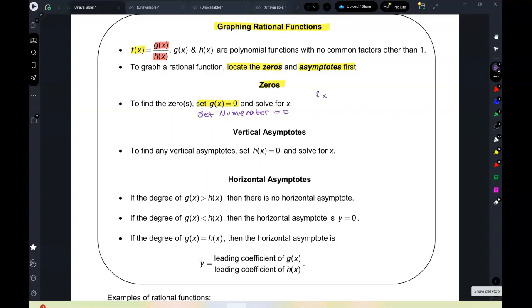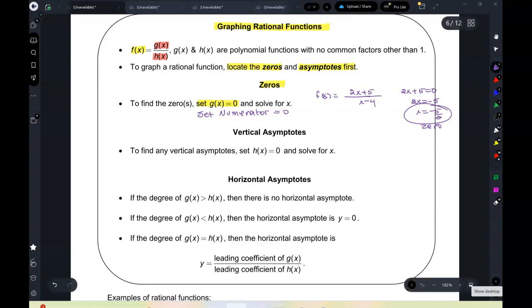So for example, suppose you have f of x is equal to 2x plus 5 over x minus 4. If you want to find the zero, you completely ignore the denominator. You just take the numerator and you set it equal to 0. So you say 2x plus 5 equals 0, 2x equals negative 5, x equals negative 5 over 2. That is the zero of the function. Okay? Completely ignoring the denominator. Make sure you write this stuff down.